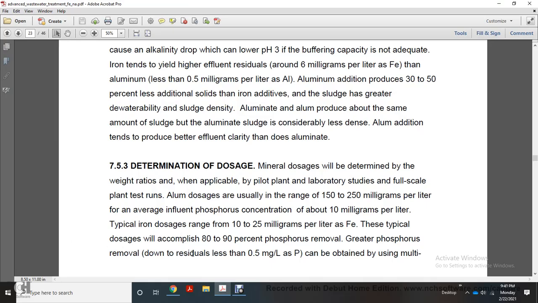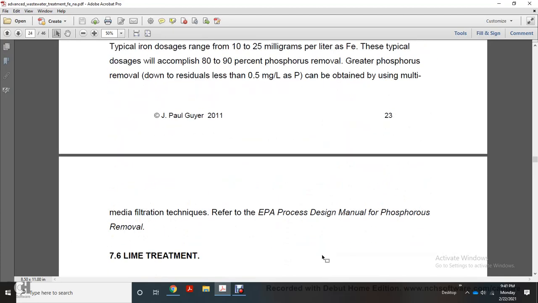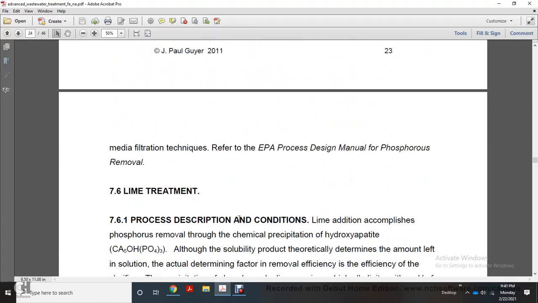For greater phosphorus removal, a residual of less than half a milligram per liter as phosphorus can be obtained using multimedia filtration techniques, per the EPA process design of phosphorus removal.